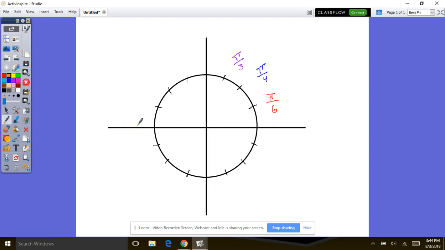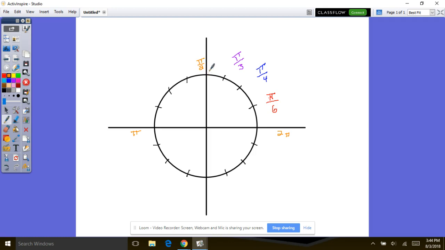I say 90s. Most people remember that pi is 180. That's halfway around the circle. All the way around the circle is 2 pi. It's 1 pi, 2 pi. All right, let's go back to pi. Half a pi, which is halfway around my half circle, will be pi over 2.